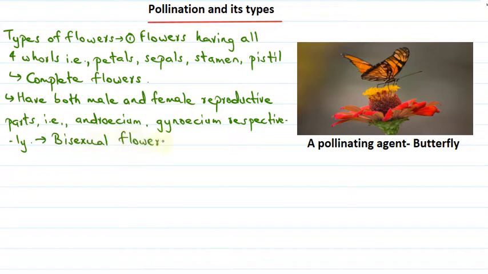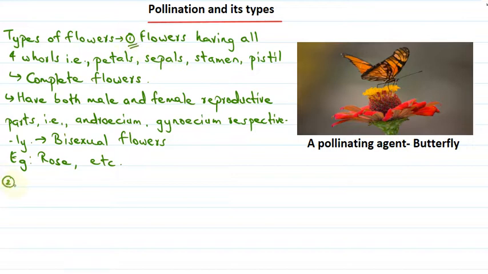So bisexual flowers are actually complete flowers that have all the four whorls. In bisexual flowers, both the male and female reproductive parts are present. For example, we can see this type of flower in rose, etc. Okay, so this was the first type.